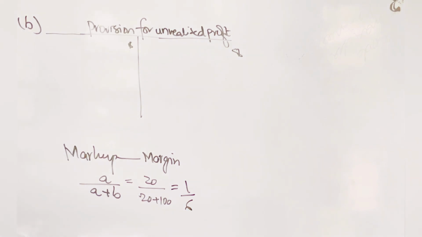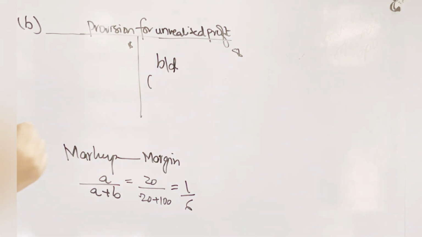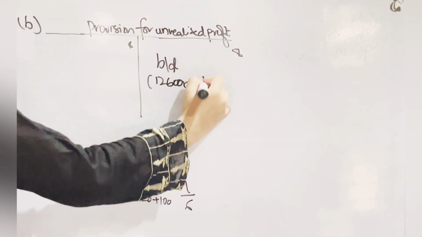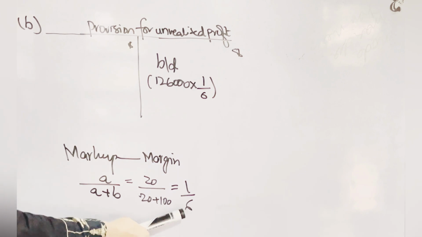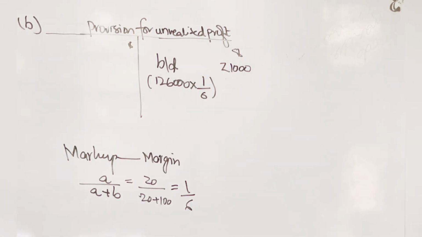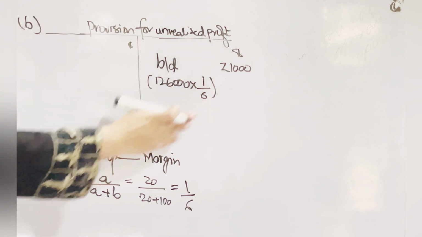6 margin. So for the brought down, what we are supposed to do is the transfer price is 126,000. We are going to apply margin, which is 1/6 we have calculated, and it will be 21,000 brought down. So we are going to use opening finished goods inventory to calculate the opening provision as 21,000.